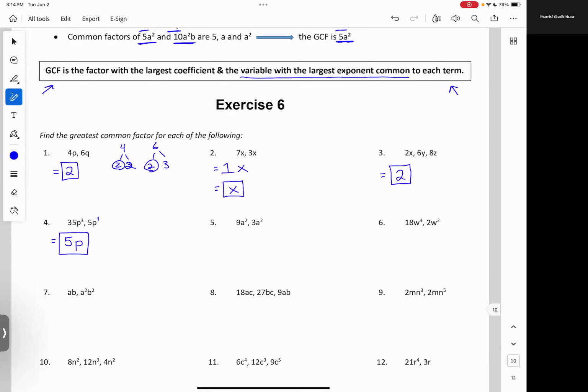All right, next one, for our numbers, our greatest common factor is 3. And then if we think of the variables, we have an a squared and an a squared. So we want the largest exponent common to both terms, which is a 2. So we would get 3a squared here. And next one, our number that is in common to both would be a 2. And then we have a w to the power of 4 and a w squared. So the largest in common is the w squared. So our greatest common factor here would be 2w squared. So pause this video and try some more of these.